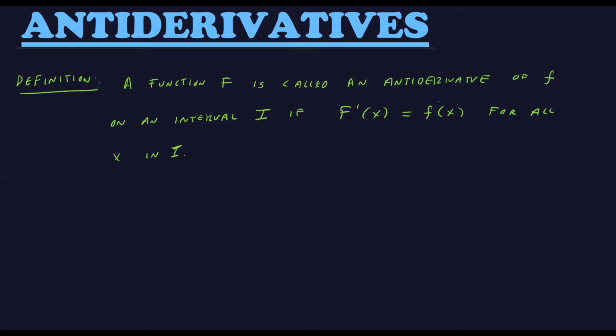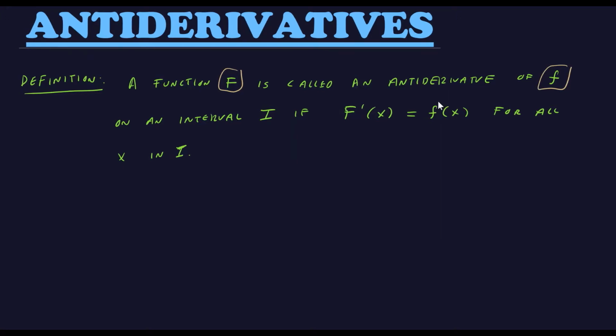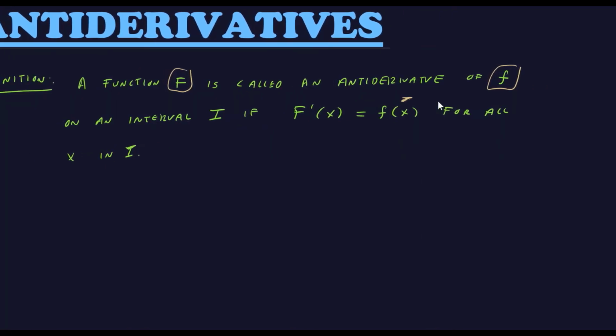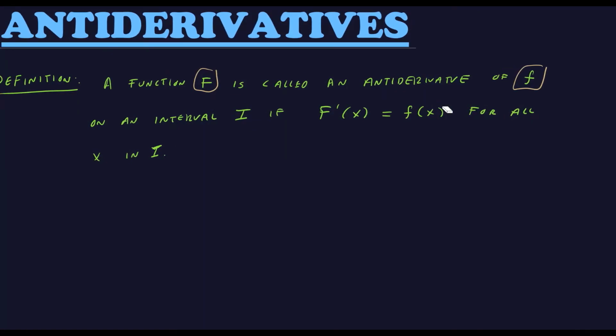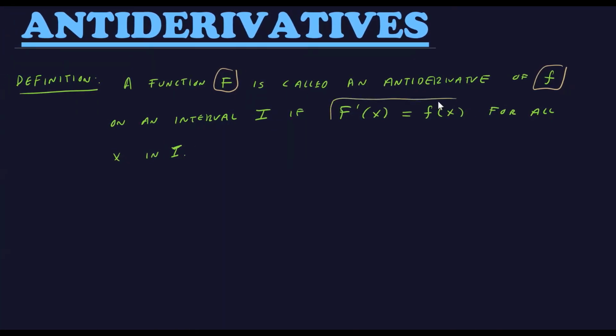So a function, big F, is called an antiderivative of the little f on an interval if the derivative of that function is equal to the little f. So this is what we mean by antiderivative. When you guess this function and take its derivative, it should give you the little f, or this other function we're looking at.